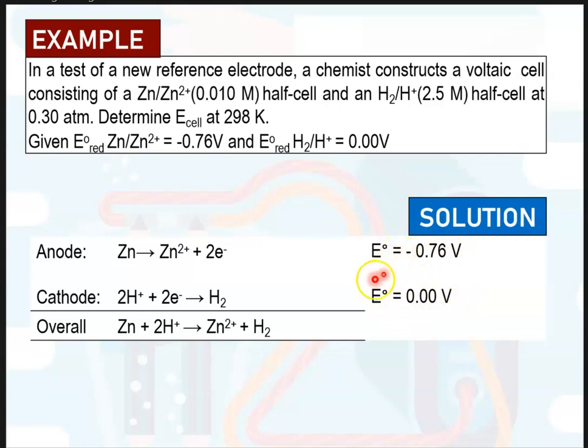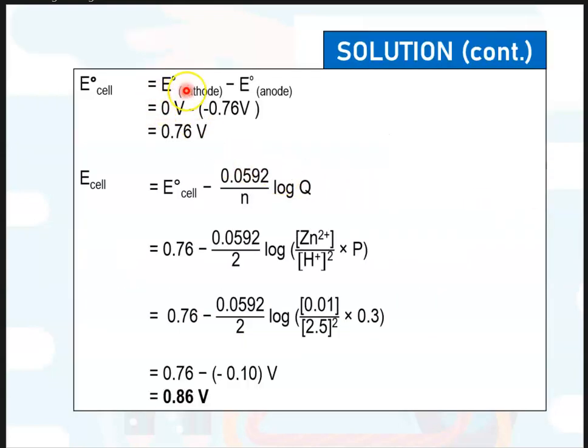So this is from the SRP table. First, you solve this one to determine which one is anode and cathode. The more negative value will become anode, the more positive value will become cathode. Anode is oxidation, cathode is reduction, and this is the overall reaction. Okay, so you solve this one. You solve first for the E naught cell.